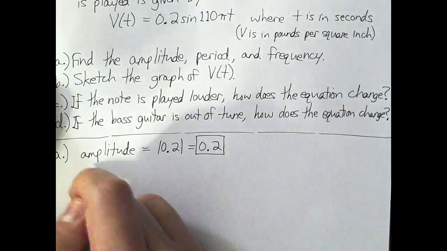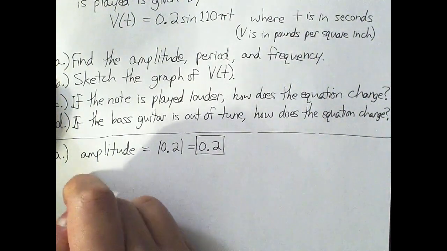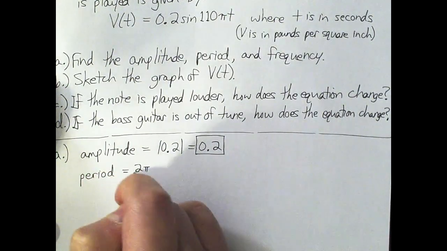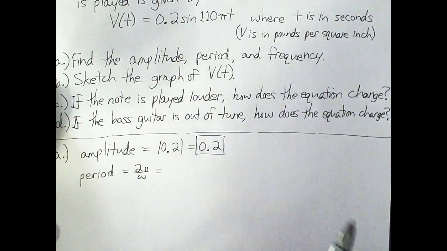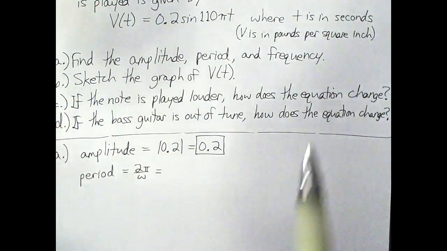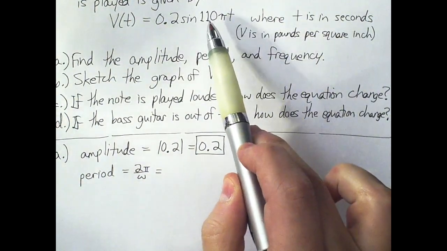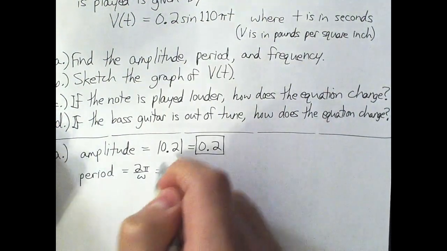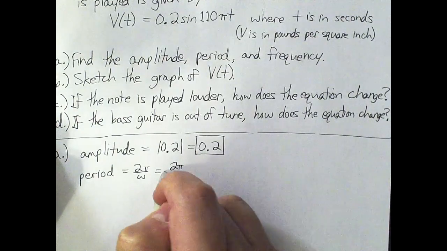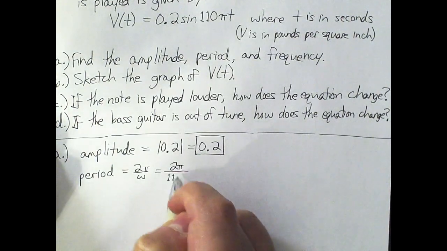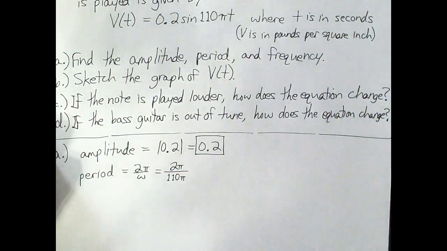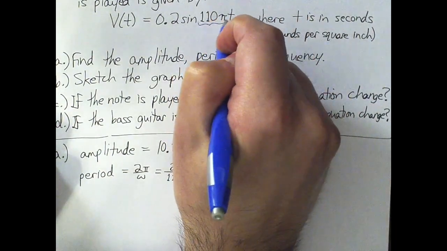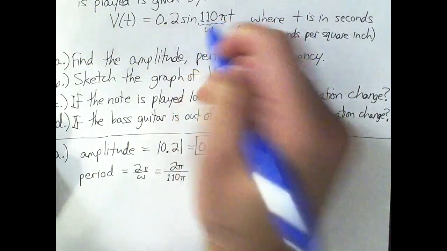That's all. It's just the constant out front. The period for this problem is supposed to be 2 pi over omega. So what is omega in this problem? Is it 110? Is it pi? It's actually both. It's 110 pi. So we need to make sure that omega is 110 pi, because that is the constant in front of t.